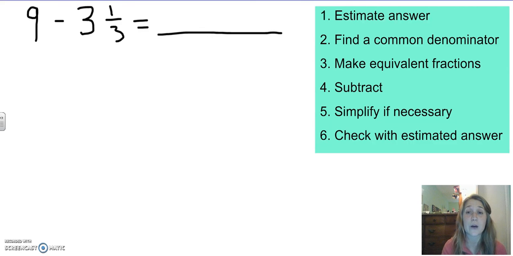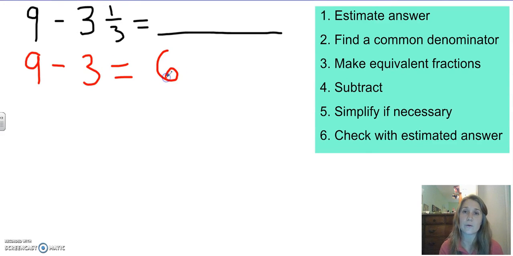Just like before, we're going to start with estimating our answer. Since there aren't any fractions in 9, I can leave 9 alone. 3 and 1/3 is the same number we had in the previous problem. Don't forget that we rounded this to 3. So just like the first problem, this should also be close to 6 wholes. But again, it will be a different number because we don't have a fraction right here.